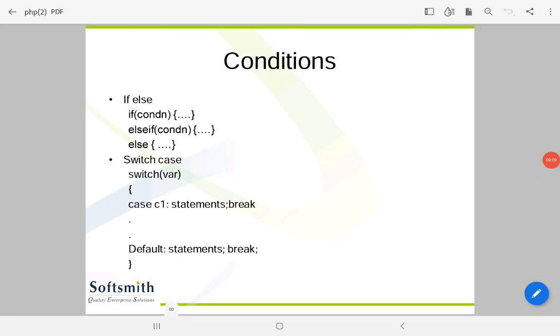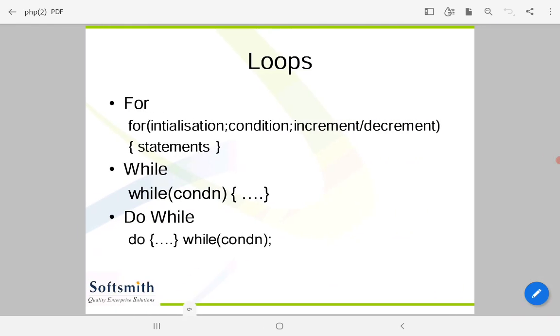So what are the different conditional statements in C language? In PHP: the simple if statement, the if else statement, the if else if statement, and the fourth one is the switch statement. Now, loops.